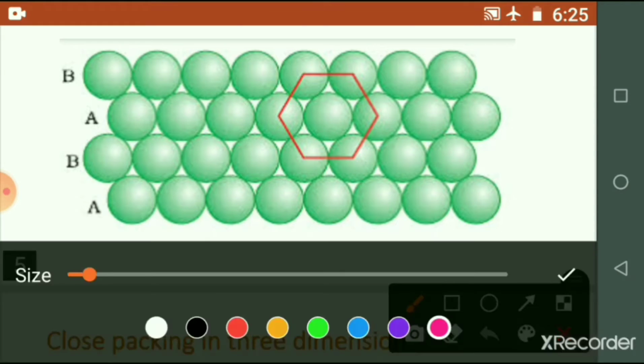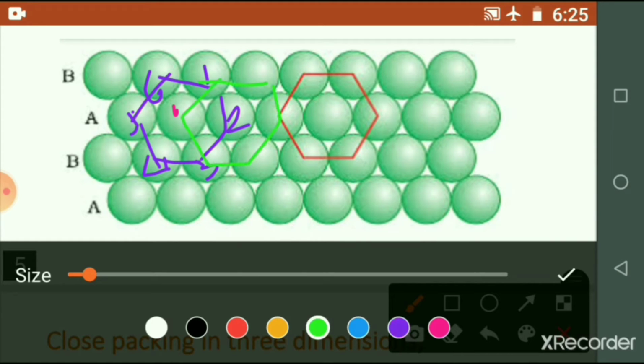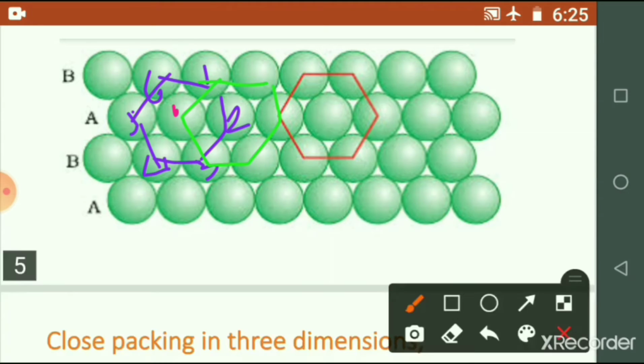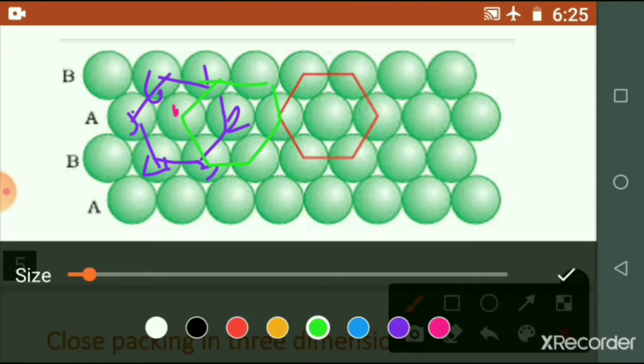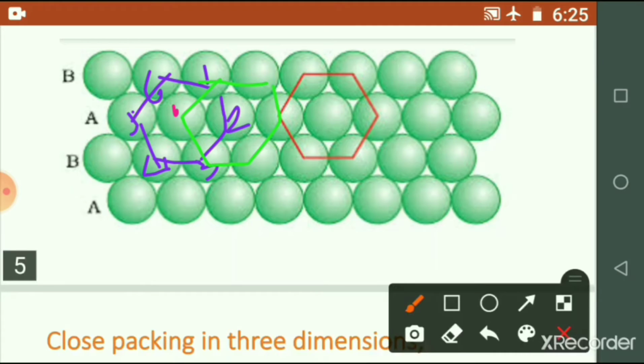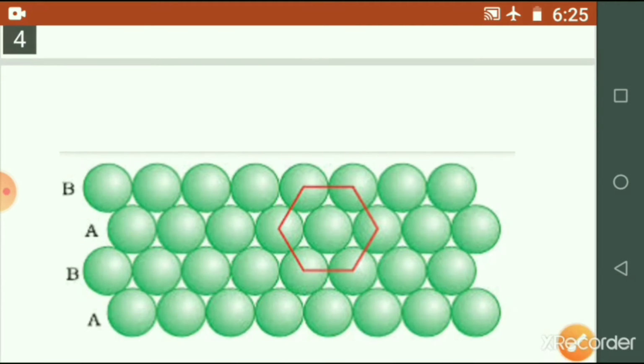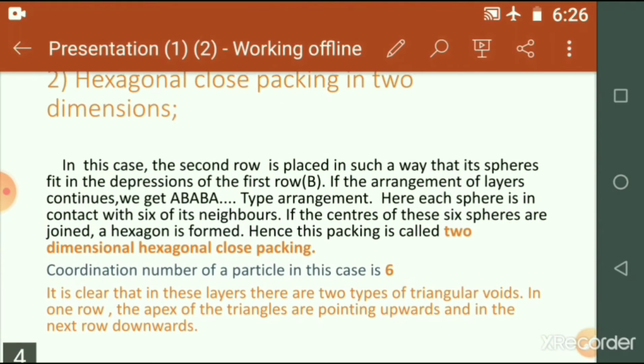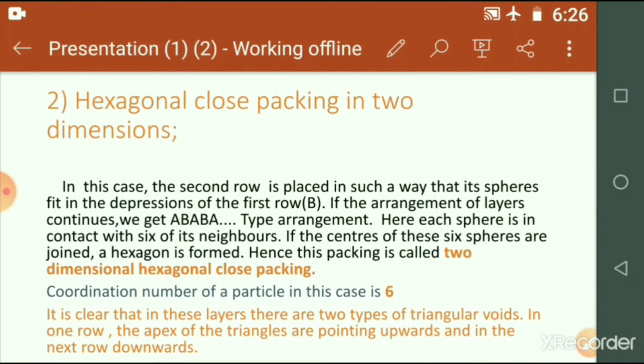Now we can consider another atom. Say if I consider this, it has how many nearest neighbors: 1, 2, 3, 4, 5 and 6. If we join the centers of these, we get a hexagon. So whichever atom we look at, we get a hexagon, and it has 6 nearest neighbors. That's why we say that the coordination number of any atom in this 2-dimensional close packing is 6, and it is called hexagonal close packing. So, hexagonal close packing in 2 dimensions.